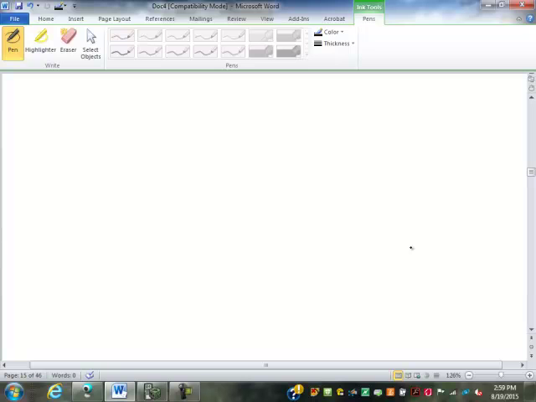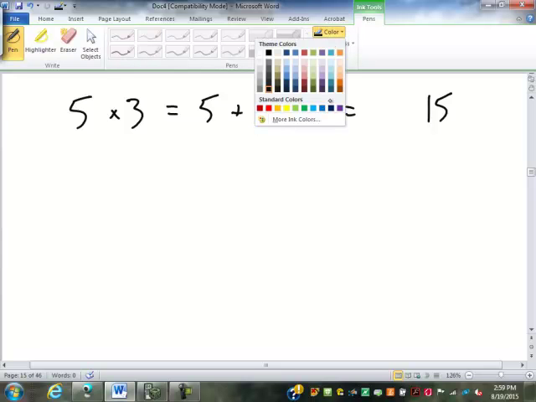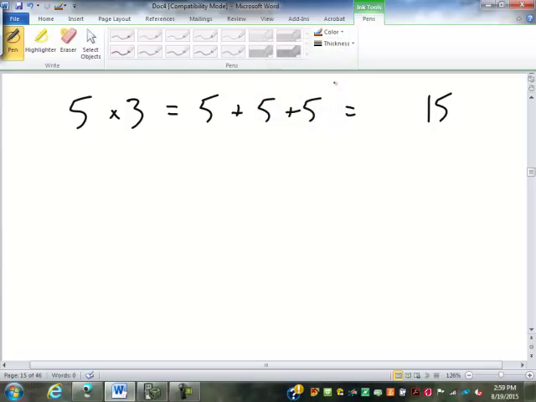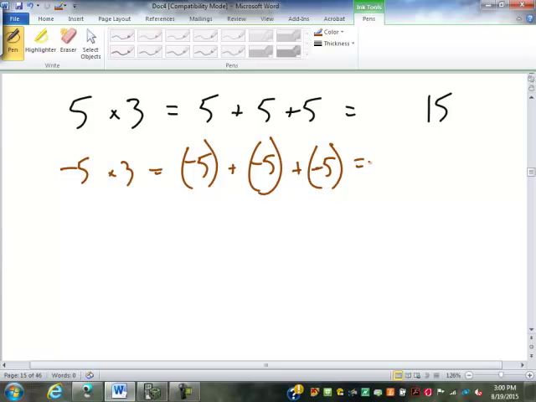Now, as we mentioned before, when we first learned to multiply, 5 times 3 was repeated addition. 5 plus 5 plus 5 gives us 15. So from there, it's not that big of a step to think of negative 5 times 3 as just negative 5 plus negative 5 plus negative 5. Not such a big deal. Negative 15.